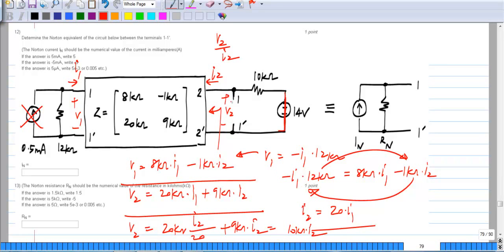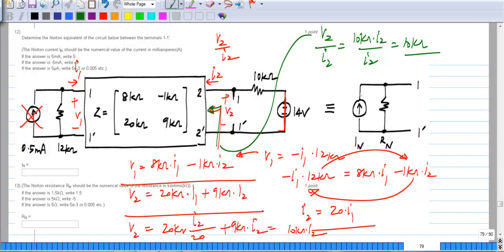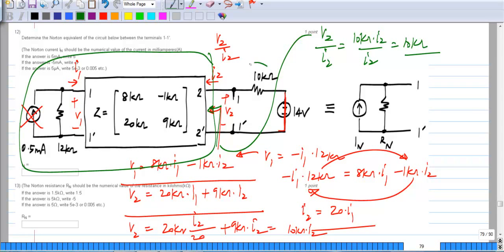So the resistance looking that way here is V2 by I2, which is 10 kilo ohms times I2 divided by I2, or 10 kilo ohm itself. So the net resistance is the 10 kilo ohm offered by this part of the circuit in parallel with this 10 kilo ohm, which gives us 5 kilo ohms. So the Norton resistance is 5 kilo ohms.